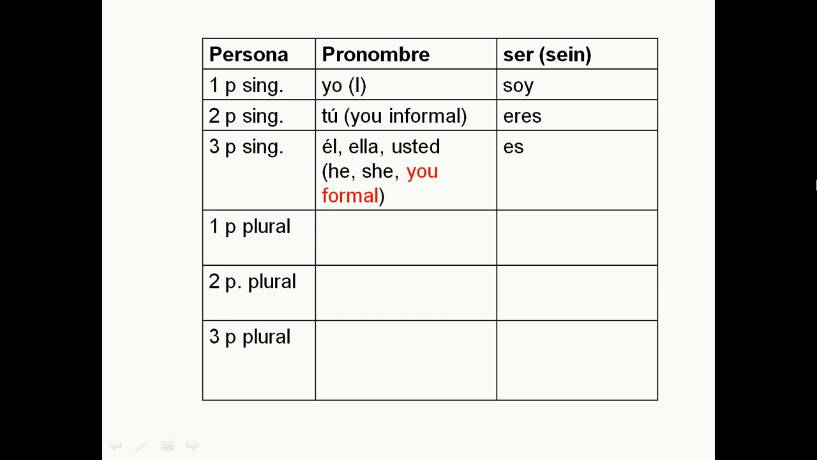Since this is so, and the verbal form already contains the information about the subject of the sentence, we usually do not use the personal pronoun in the sentence. This is why I say soy profesora and not yo soy profesora. ¿Eres español? And not tú eres español. We only use yo and tú if we need to emphasize.